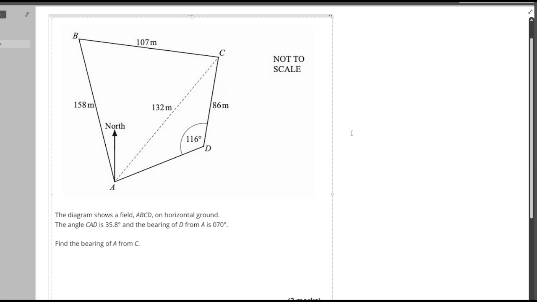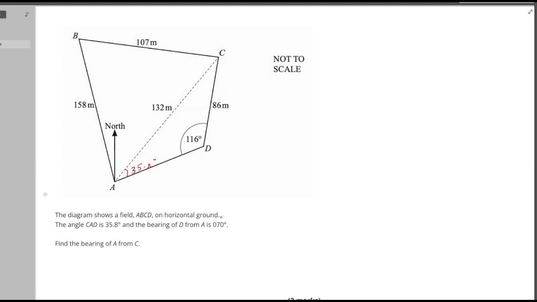Now here in this problem, the diagram shows the field ABCD on the horizontal ground. The angle CAD is 35.8 degrees. So here this angle is 35.8 degree, and the bearing of D from A is given 70 degree. Okay, so this whole angle is 70. Now we have to find out the bearing of A from C. So from C, I need to find out this angle. So if I get bearing of C from A, then it is easy for me to get the bearing of A from C.